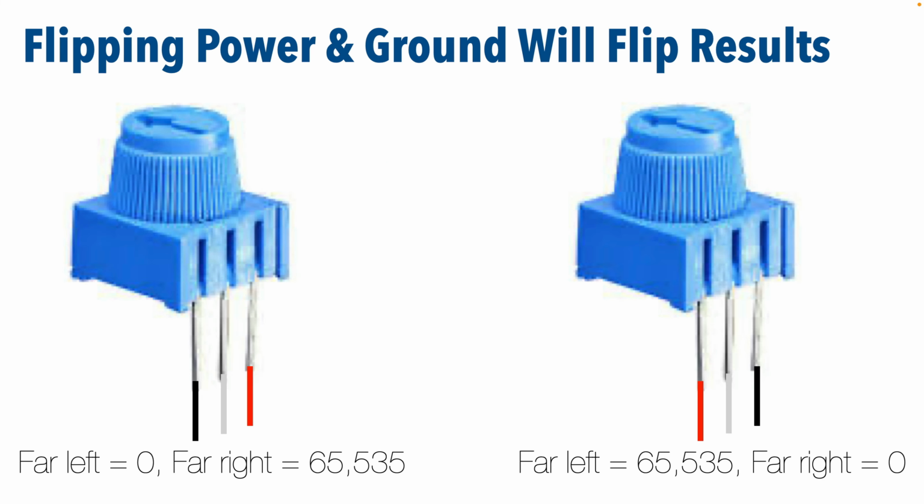By the way, here's something you can try on your own. On these types of potentiometers, the middle pin is always the signal pin, but if you flip the ground and the power wires, you'll get readings in the opposite direction. So the location on the dial that used to be high is now low, and vice versa.